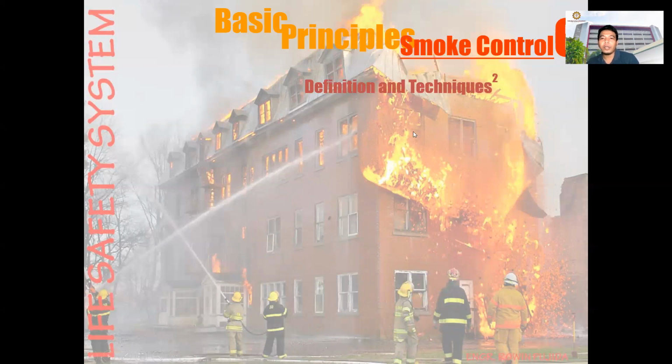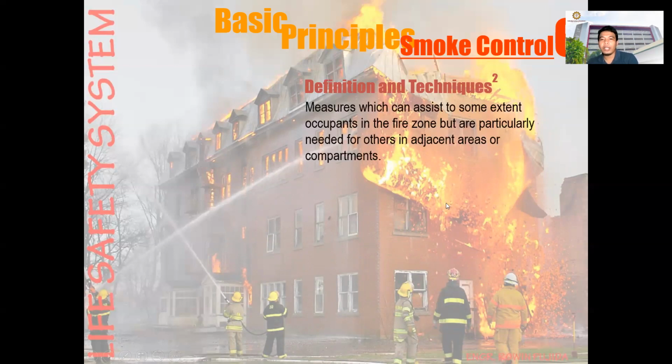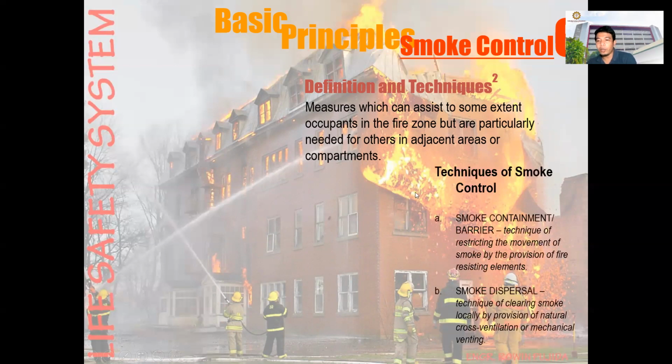So next we have the smoke control. Definition and technique: measures which can assist to some extent occupants in the fire zone, but are particularly needed for others in adjacent areas or compartments. Techniques of smoke control: first is smoke containment or smoke barriers, the technique of restricting the movement of smoke by the provision of fire resisting elements. And then you also have the smoke dispersal technique for clearing smoke locally by provision of natural cross ventilation or mechanical venting.